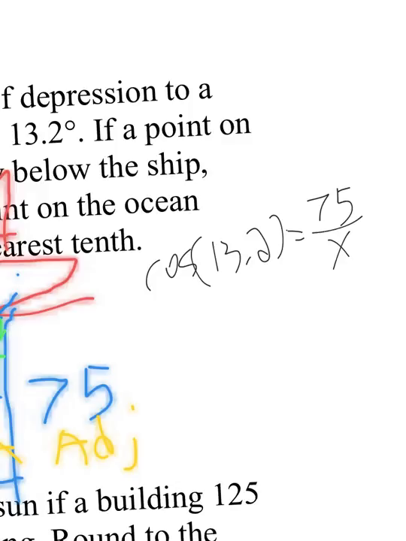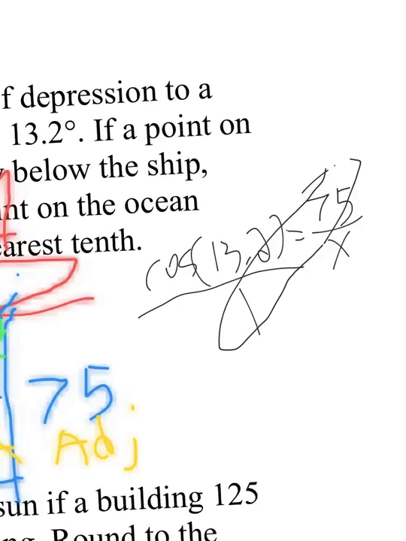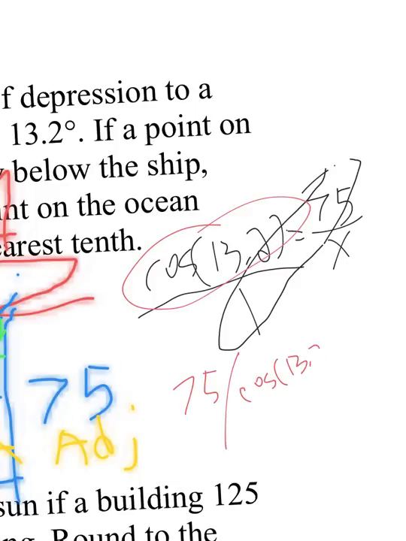Okay, so you got to remember, if the letter's on the bottom or the number's on top, if you were to throw this other side over 1, you're cross multiplying: 75 times 1 divided by x. So you just need to type in 75 divided by cosine of 13.2. Did I say 32 earlier? It doesn't matter.